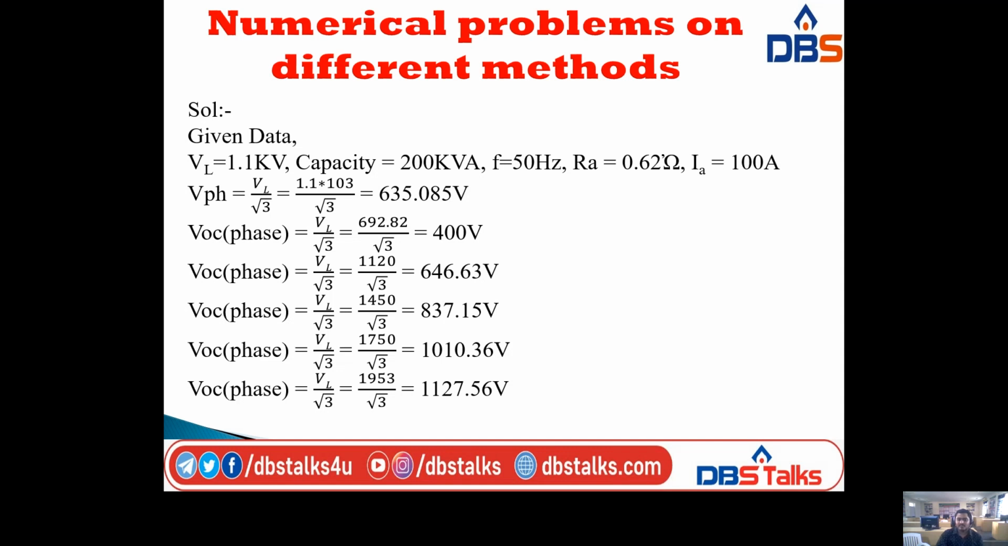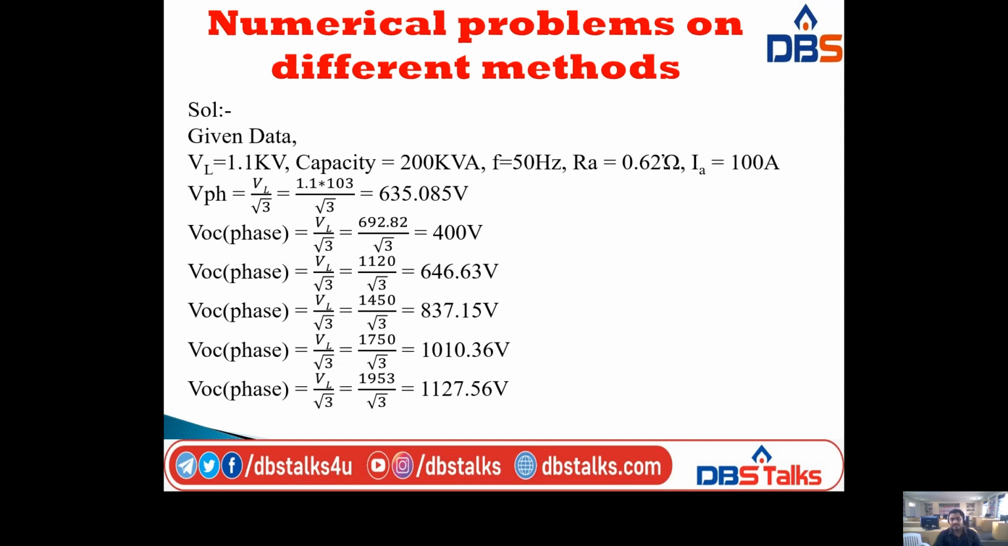From this we will write: they gave the line voltage, but it is a 3-phase system. That's why we have to calculate the phase voltage. For a star connected alternator, VL is equal to root 3 into V phase. So V phase is equal to VL by root 3. In the problem, the VL value is 1.1 kilovolts. Substituting, 1.1 into 10 power 3 divided by root 3. After simplifying, the phase voltage is 635.085 volts.